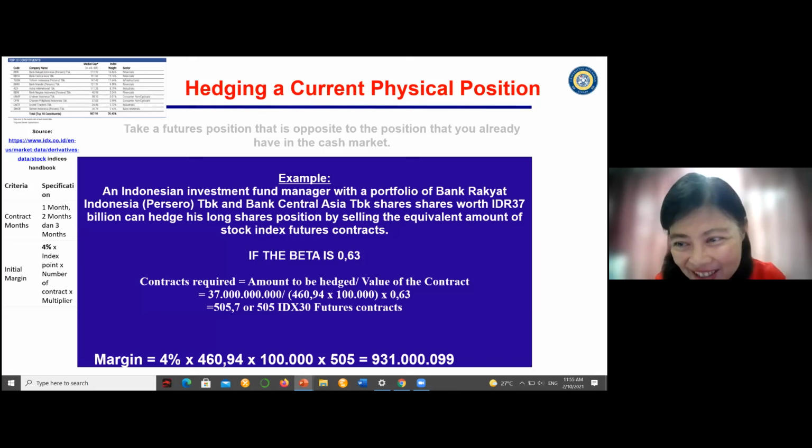And she has to pay a margin of how much? I cannot count already. She counted for me, that's why I don't know. How much do you have to pay for the margin? The margin should be 931 million, not billion. Okay. Billion rupiahs. Which is like 4%, right? Yes, only 4%. So with this, she can start to be a fund manager already, because you have got two sides.